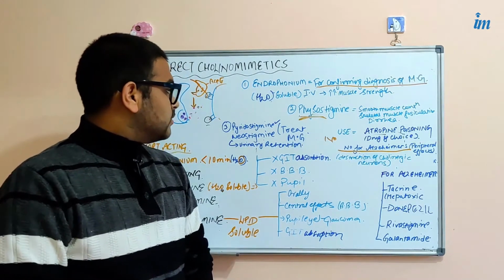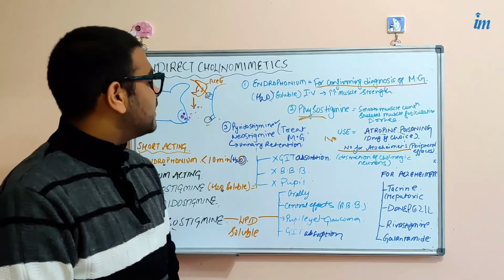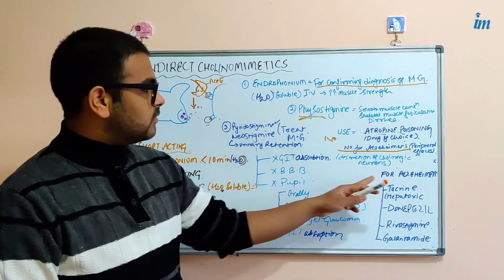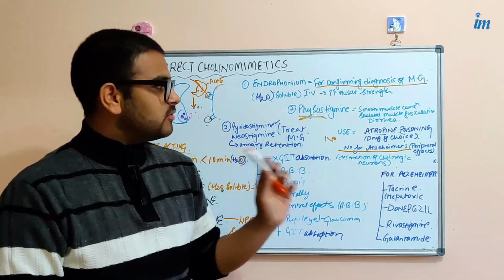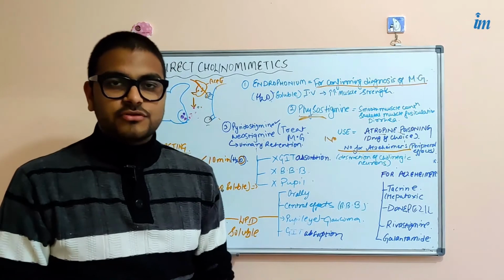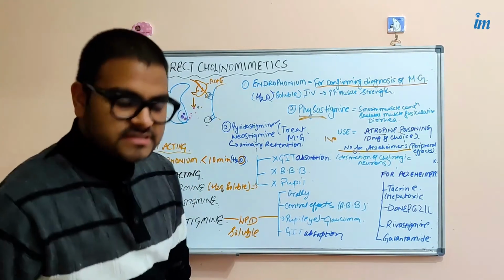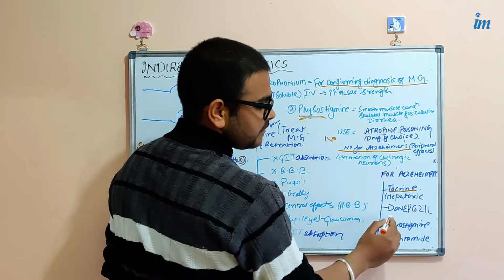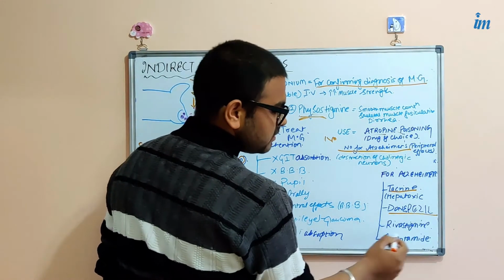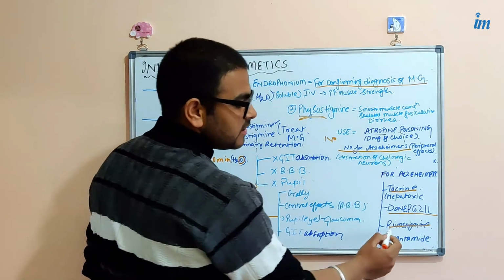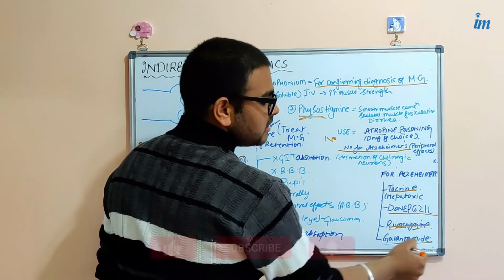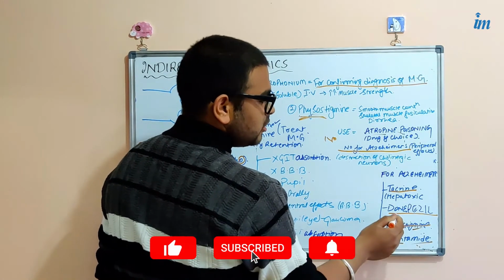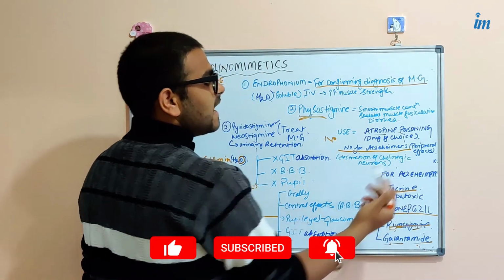Okay, and then we have other drugs. For Alzheimer's disease, I just told you that you cannot use physiostigmine, but I didn't tell you the other drugs that can be used. The other drugs that can be used for Alzheimer's disease are tacrine, donepezil, rivastigmine, and galantamine.